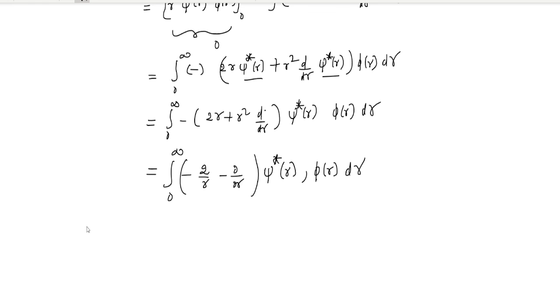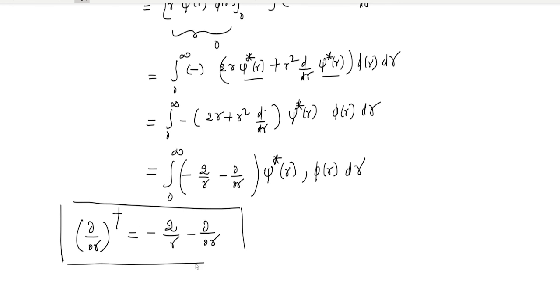So I get ∂/∂r dagger equal to minus 2 divided by r minus ∂/∂r. This is the answer. Therefore, the radial coordinate operator ∂/∂r is not Hermitian. This is very, very important.